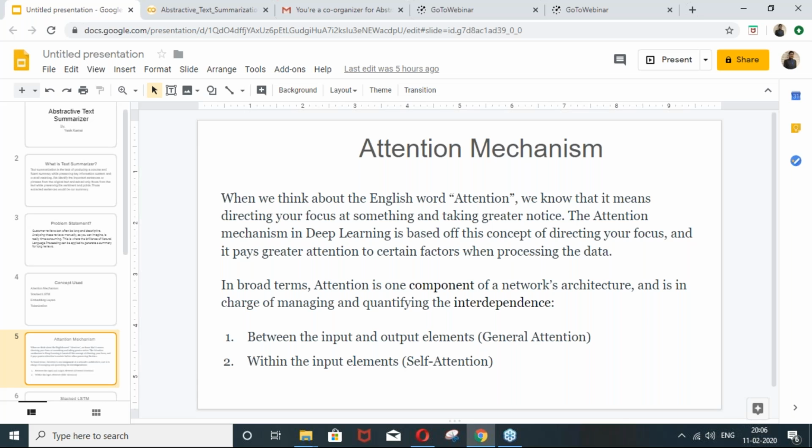Attention mechanism can be of two types: general attention and self attention. General attention is between the input and output elements, where both are involved. But self attention is within the input elements only. We are not including the output elements, and we provide the attention on the input elements. So that's the first basic concept that we are using.